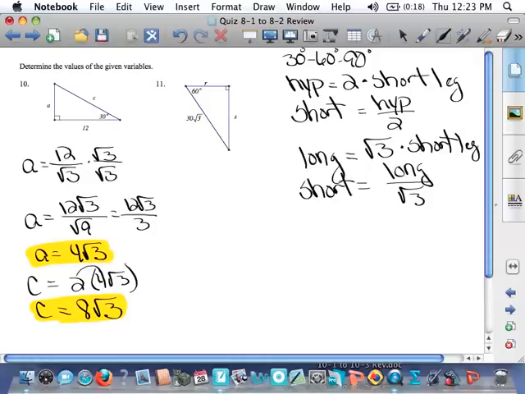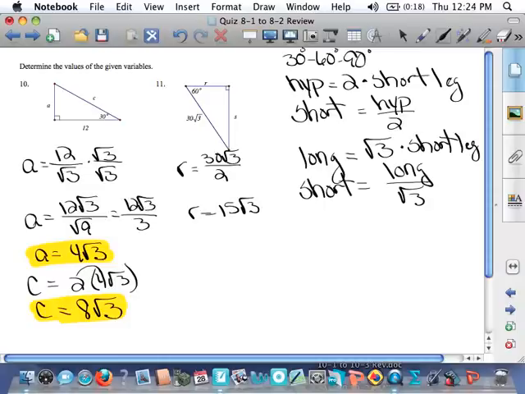Number 11, you're given the hypotenuse and you want to find the short leg. So remember, the short leg R is equal to the hypotenuse 30 root 3 over 2. Again, there's no radical there, so you're just going to divide those coefficients. So R is equal to 15 root 3.